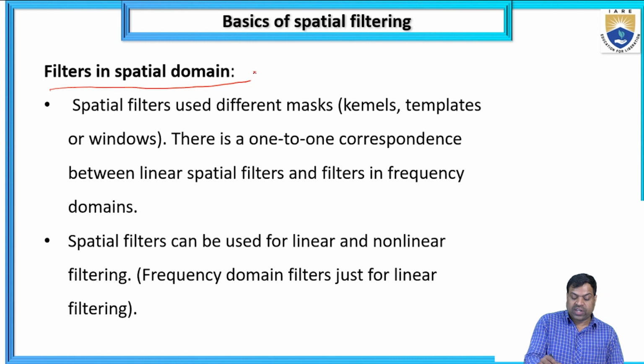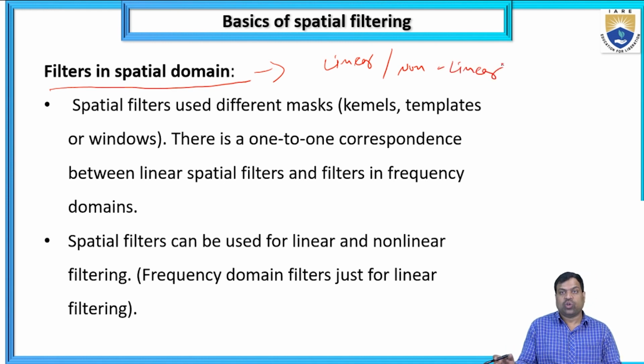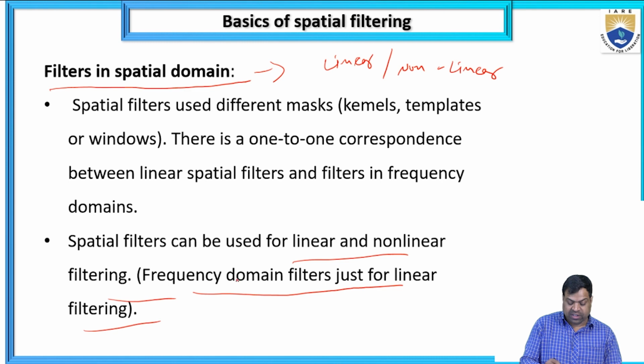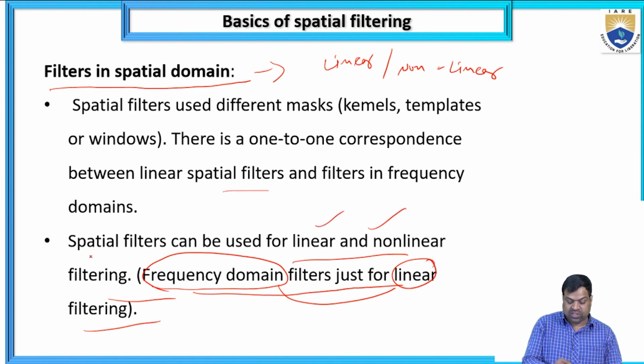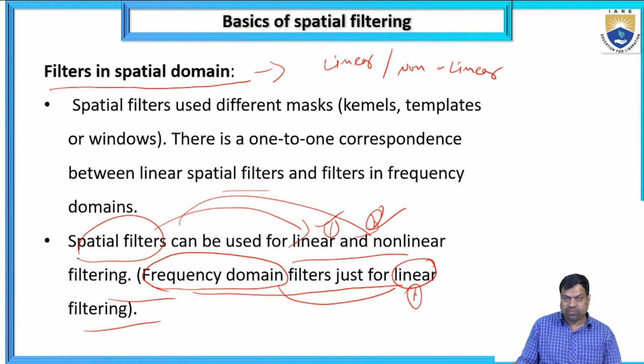So here I am talking about filters in the spatial domain, whether linear or non-linear. We have to discuss common spatial domain filterings. These are the different masks. For any filter, the mask plays a major role. There is a one-to-one correspondence between linear spatial filters and filters in the frequency domain. Spatial filters can be used for linear and non-linear filtering, while the frequency domain is just for linear. Already we discussed that the frequency domain is only linear, but the spatial domain has both linear and non-linear.